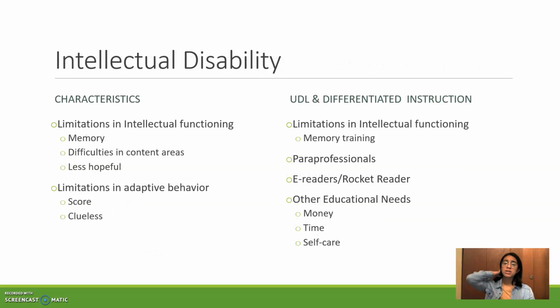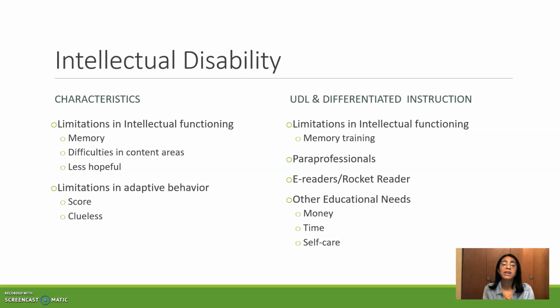Intellectual disability, limitations in intellectual functioning. Students who lack short, long, and working memory, and they have difficulty in content areas such as reading, writing, and math, because of the memory that they are lacking as well. That doesn't help them, because they're lacking that memory. They can't recall that information for math, for reading, or for writing. And limitations in adaptive behavior, which are students who score 2 standard deviations below the mean, and then sometimes they're clueless and they don't know what is going on.